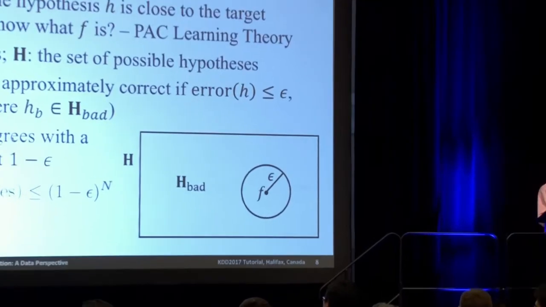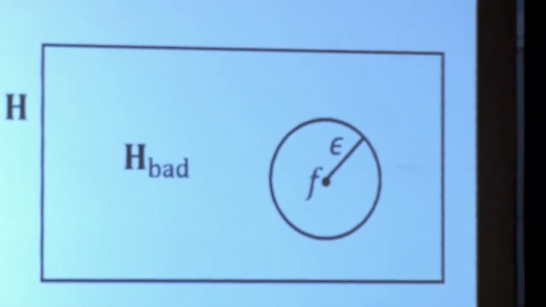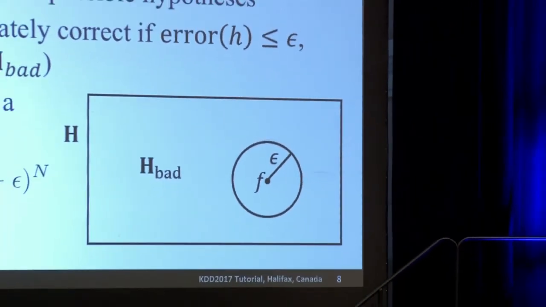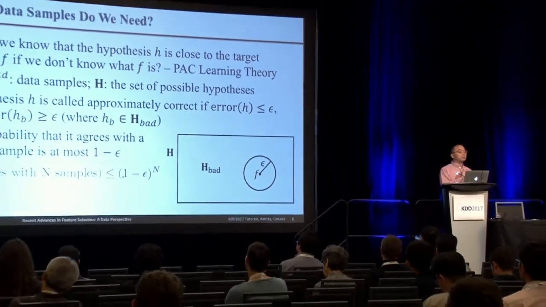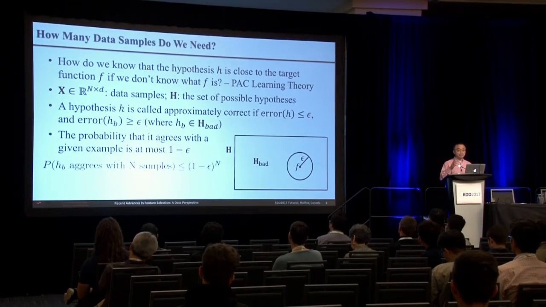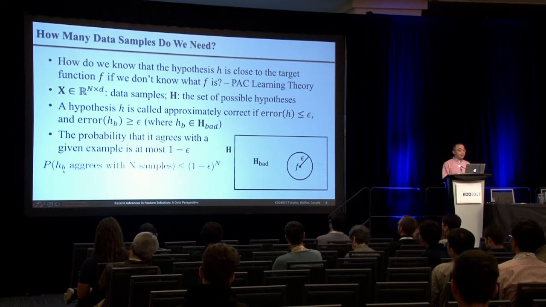And the probability that a bad hypothesis agrees with a given sample is at most 1 minus epsilon. Remember, we have n samples, right? For each one, it is 1 minus epsilon. Then we also have this IID assumption, so I can consider each instance independently, okay? So the probability that a bad hypothesis agrees with the n samples should be less than this, okay?